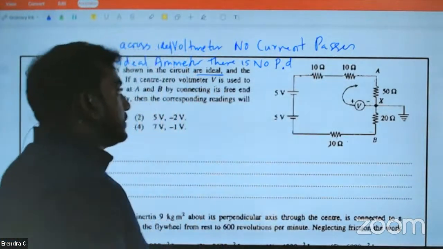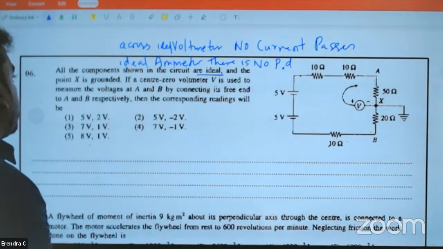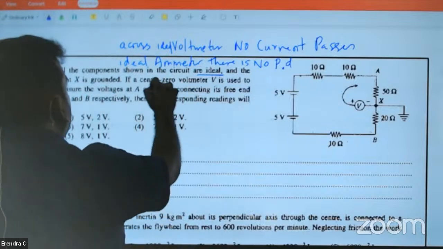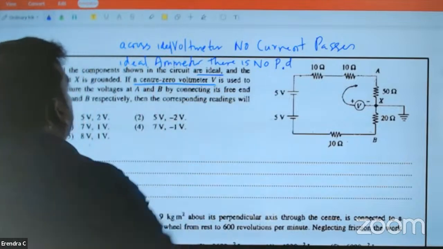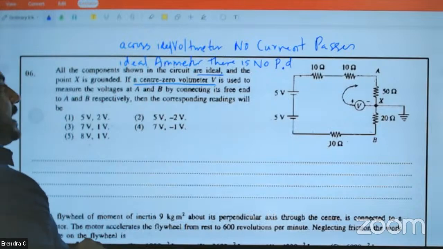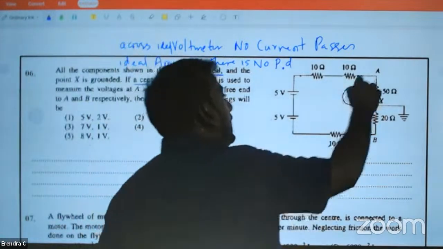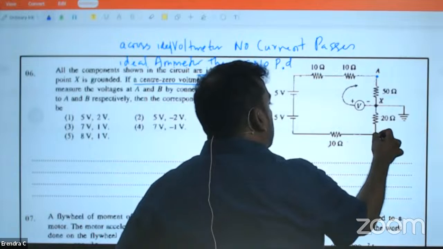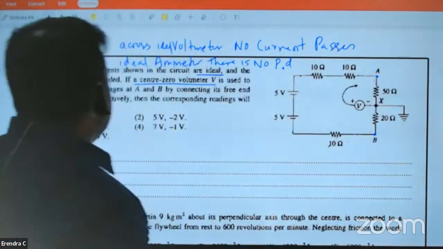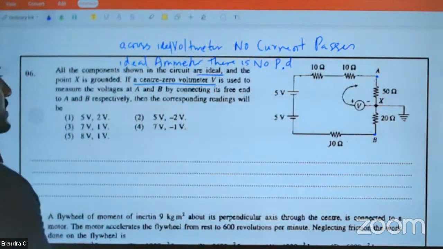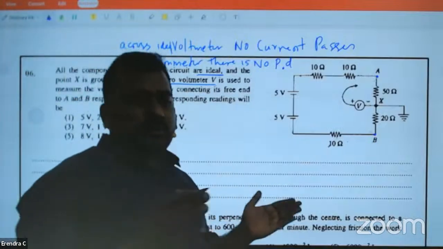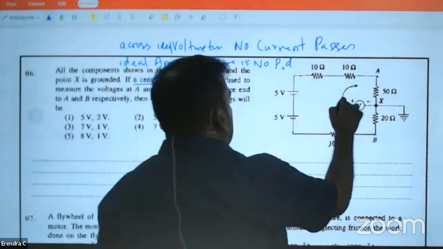Now look at this carefully. They are telling you a center zero voltmeter is used to measure the voltages at A and B. Where is A? A is here. B is here. Corresponding readings will be how much? Now, before you do this, don't be in a hurry. First, you apply Kirchhoff's law.